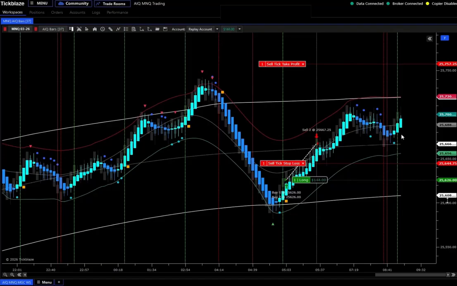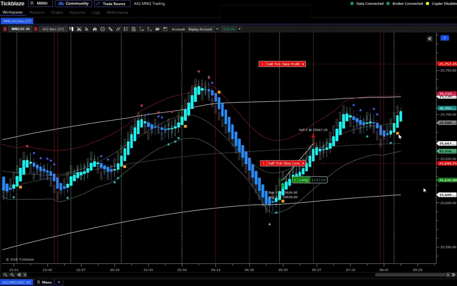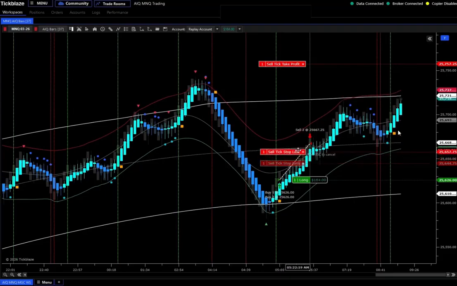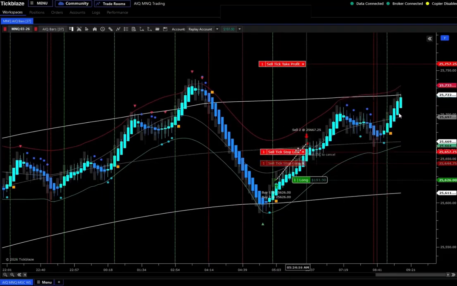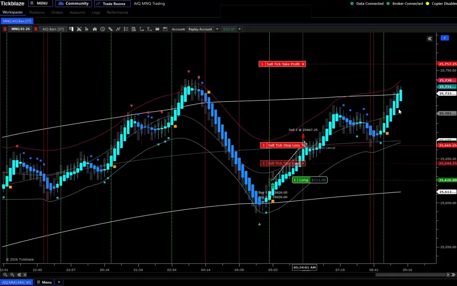And now we've got a long signal appearing right over here. That's confirmation. Stay in that trade. Keep moving the stop up. Maybe even tighten it up a little bit underneath these bars. You could even go 1 or 2 bars back.